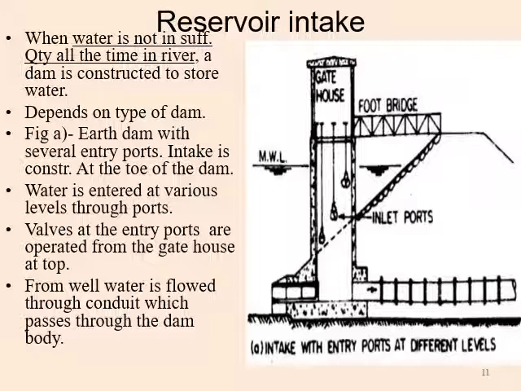From this intake well, water flows through the conduit, which passes through the dam body. When the water has entered and been stored in the intake well, it flows through this conduit at the lower level, and this conduit is constructed within the dam body. So the water will pass through the dam body.